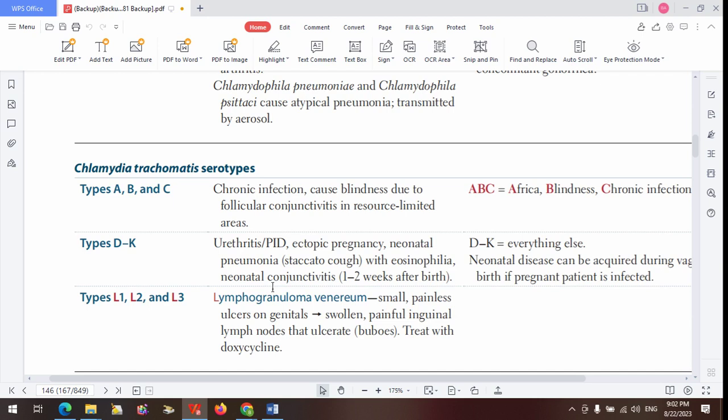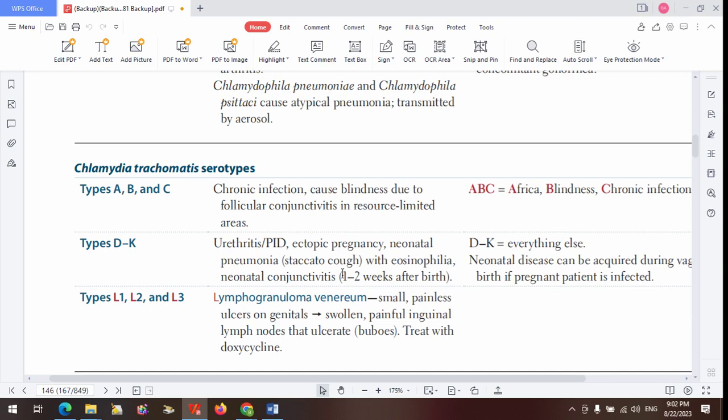But the most important thing to remember there is lymphogranuloma venereum. Very important. We know that presentation. We are able to identify follicular conjunctivitis and Chlamydia serotypes A, B, C as the cause. All the other ones will fall under D to K. It can cause ectopic pregnancy as a complication of PID.